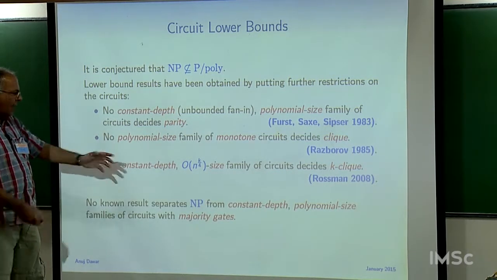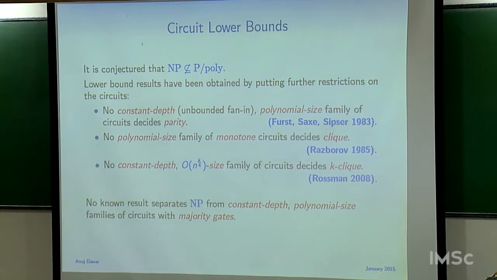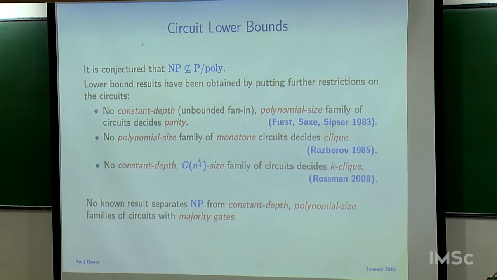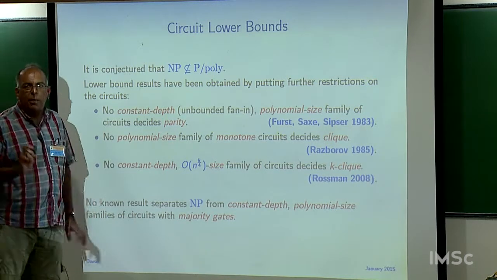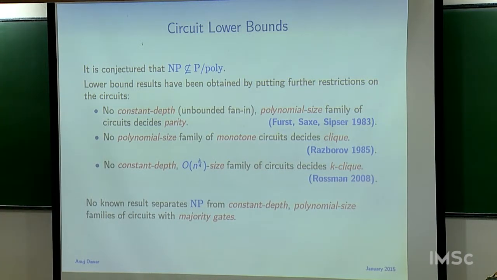So that's constant depth. Once we throw in majority gates onto constant depth circuits, we actually have no known separation from NP, even though this seems like a very weak circuit model. So that's sort of the background from circuit complexity, which I suppose many of you know more about than I do.